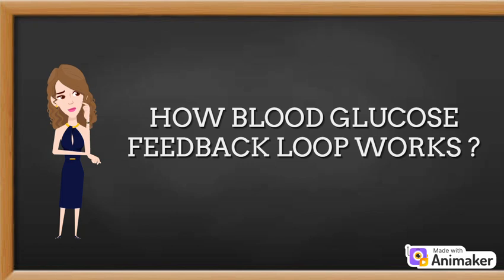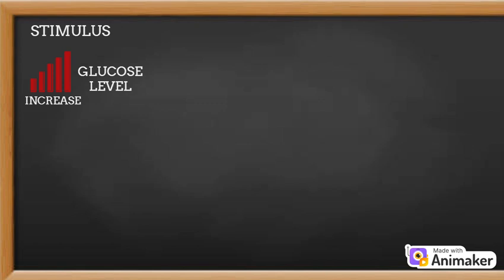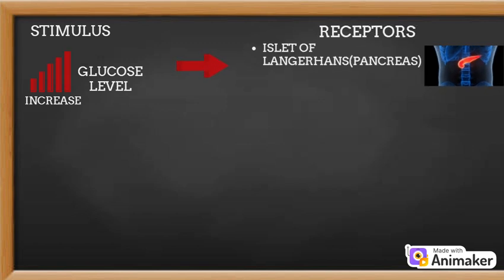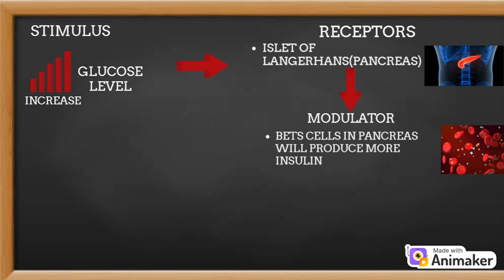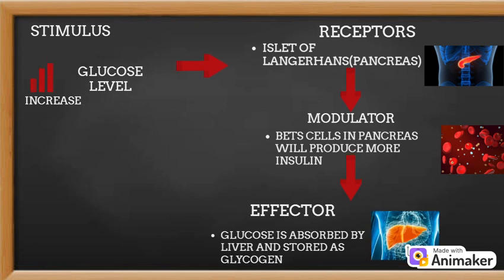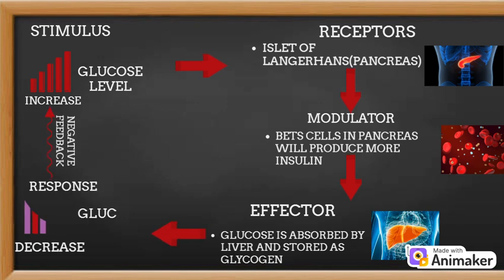Let's look at how the blood glucose feedback loop works. First, the stimulus. Blood glucose level increases after eating. This change is detected by receptors in the islets of Langerhans in the pancreas. The modulator, beta cells in the pancreas, respond by releasing more insulin. Next, the effector, the liver, absorbs glucose and stores it as glycogen. This leads to a response. Blood glucose levels decrease back to normal.